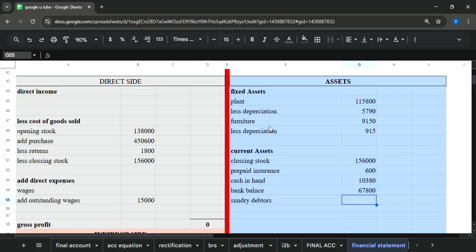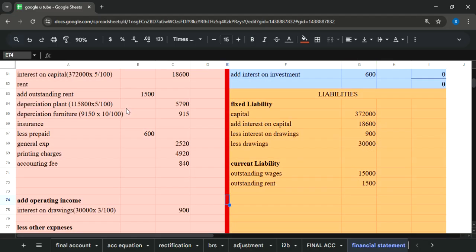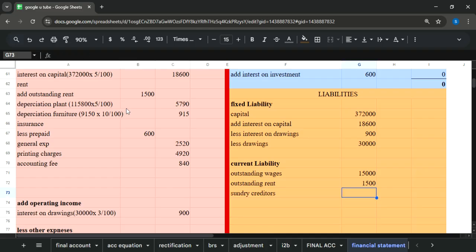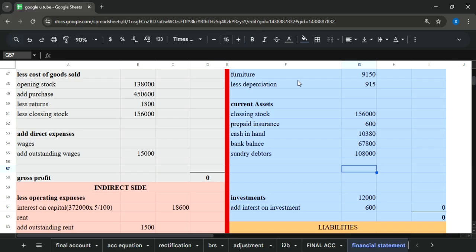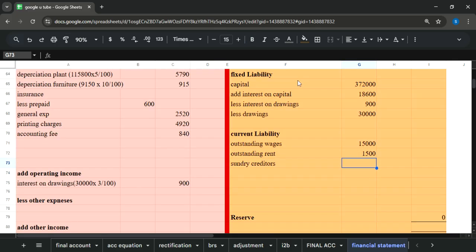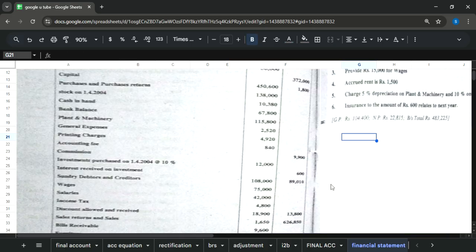Just write down 108000. After debtors, you can see in the same line creditors are mentioned, which is your current liability. So sundry creditors, and here you will see amount of creditors, and this is 89010. So write down 89010. Once again we will check because it's an odd amount, and the amount was 89010.